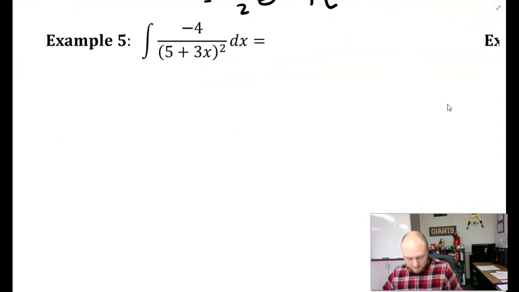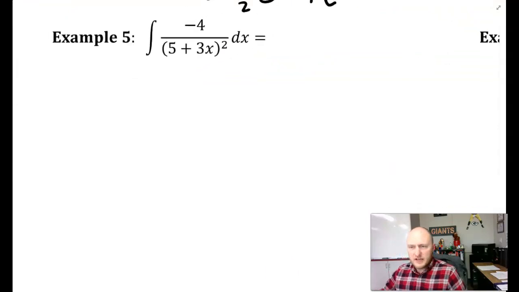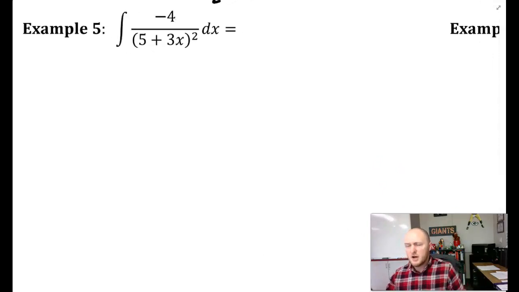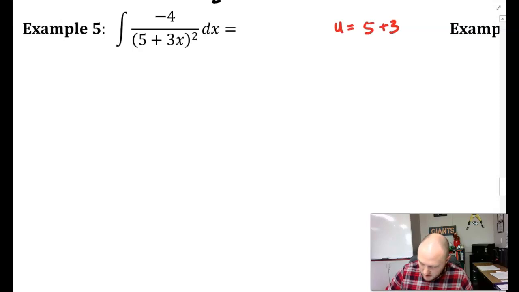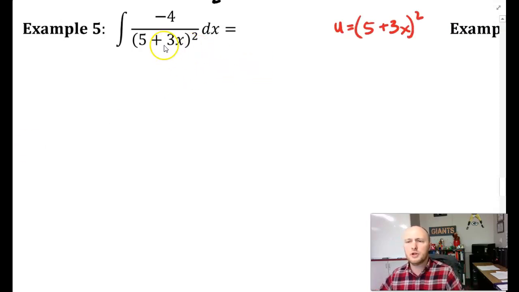Example 5. Okay, this one, the u substitution. I love the discussion on this, and this happened organically in my class. One of my students said, okay, I think u is 5 plus 3x to the power of 2. I'm going to make the whole denominator u. That would set us up good to be like the last example where I have 1 over u.